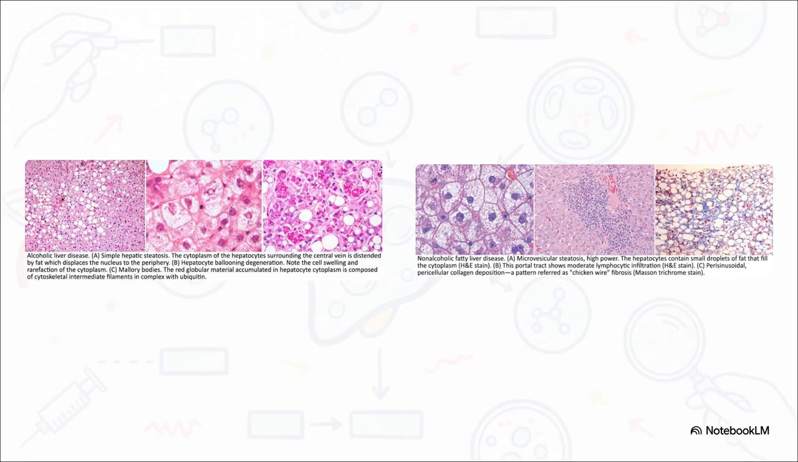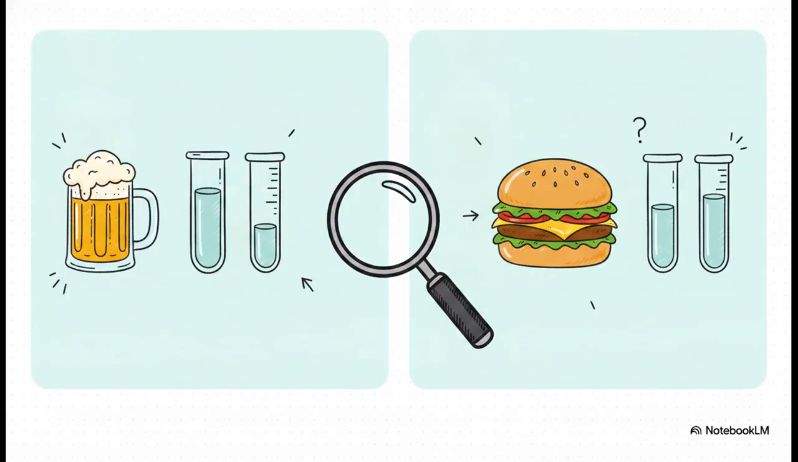The tricky part? You absolutely cannot tell ALD and NAFLD apart just by looking at this chicken wire. So, to resolve the mystery and separate these two suspects, our diagnostic detective has to look at the lab work. And it's a stark rule of contrast. While ALD presents with that classic AST to ALT ratio greater than 2 and macrocytic anemia, NAFLD presents with an AST to ALT ratio that is usually 1.0 or less.